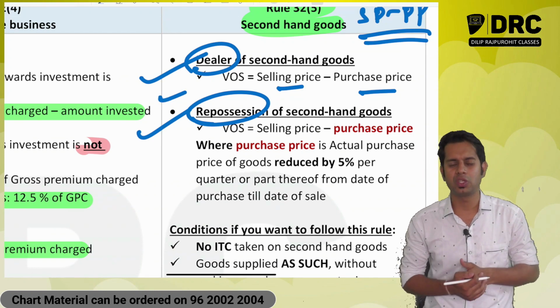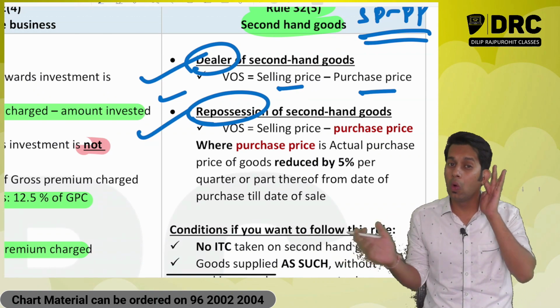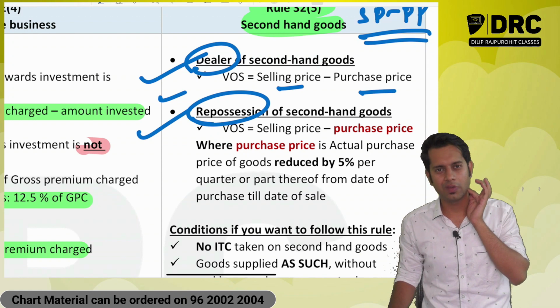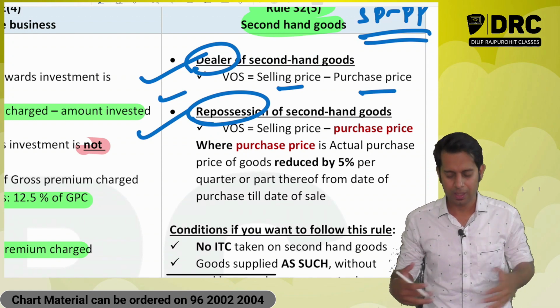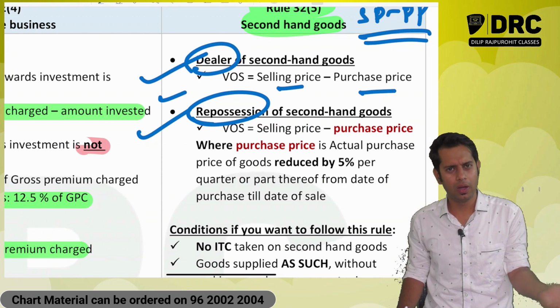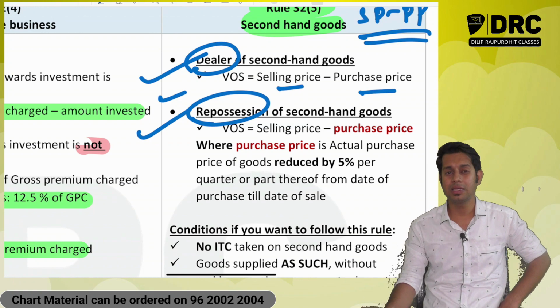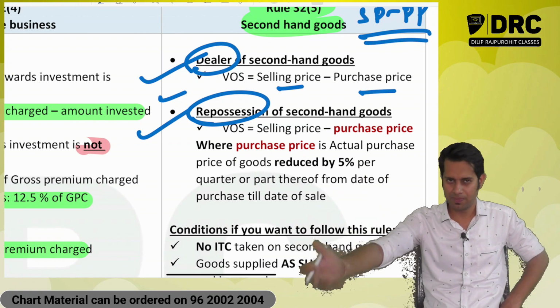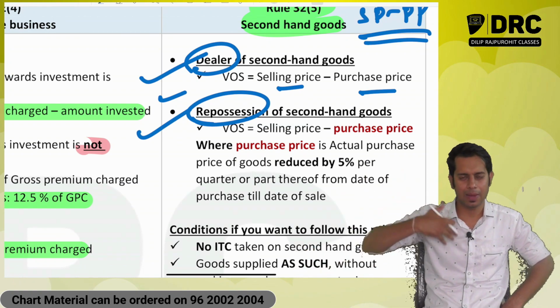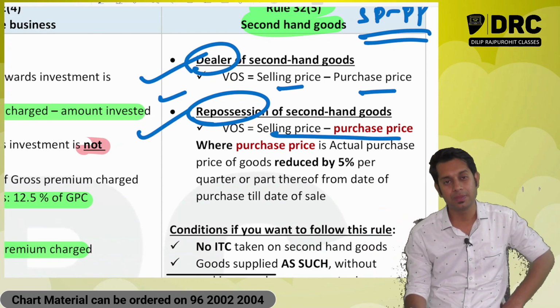Sir, what do you mean by repossessor? Normally banks are called repossessors, or any person who has given a loan for the purchase of a car or bike etc. Now if he is not paying the loan amount to me, then I will take possession of the car. In case the possession was with that particular driver of the car, now it is coming back to the bank, so it is repossession. In that case also, value of supply is selling price minus purchase price only.